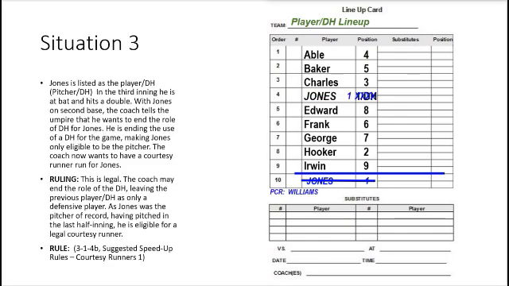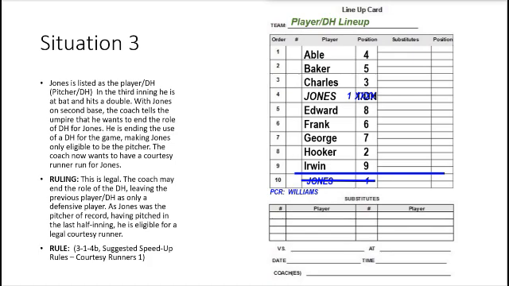In the third situation, Jones is again listed as the pitcher DH in the original lineup. As you notice, we did put Jones below the bottom line as we discussed in the clinic and separated the roles to help us understand and take care of this on the lineup card a little more easily. In this situation, in the third inning, Jones gets on base and the coach informs the plate umpire that he would like to terminate the role of the DH, thus making Jones simply the pitcher.